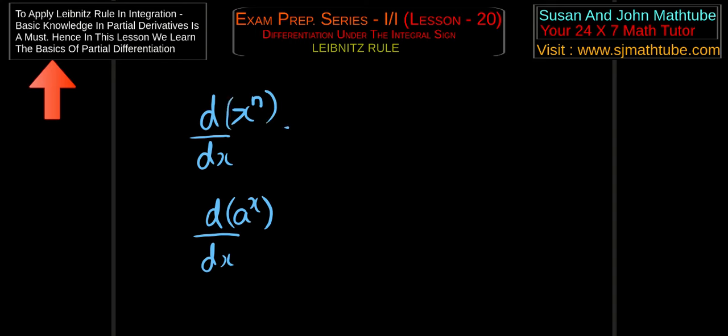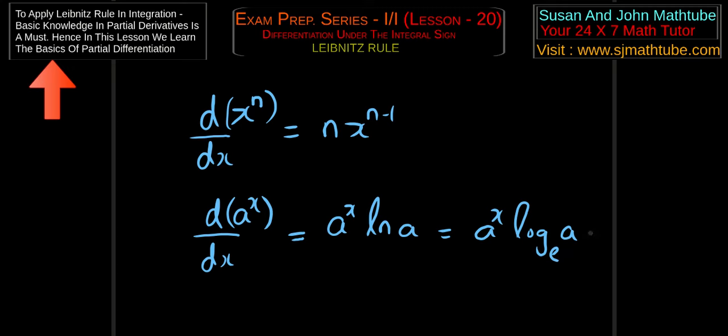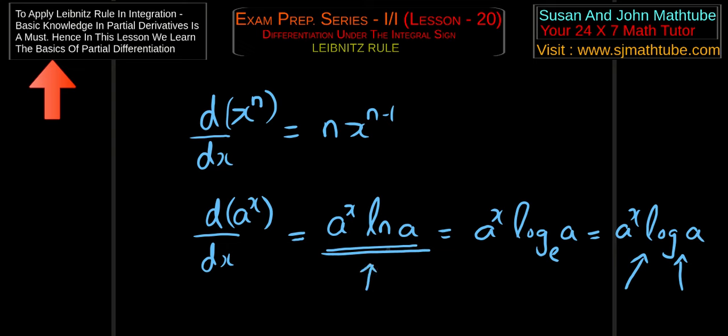Look at this. The derivative formula is n x power n minus 1, and I'm sure most of you know the formula. And here the derivative formula is a power x ln a, or you can write a power x log a to the base e, or even casually you can write a power x log a. But nowadays many mathematicians reject this, but we see the same thing in your books, so it's okay. But the proper notation is ln a, that stands for the natural logarithm.